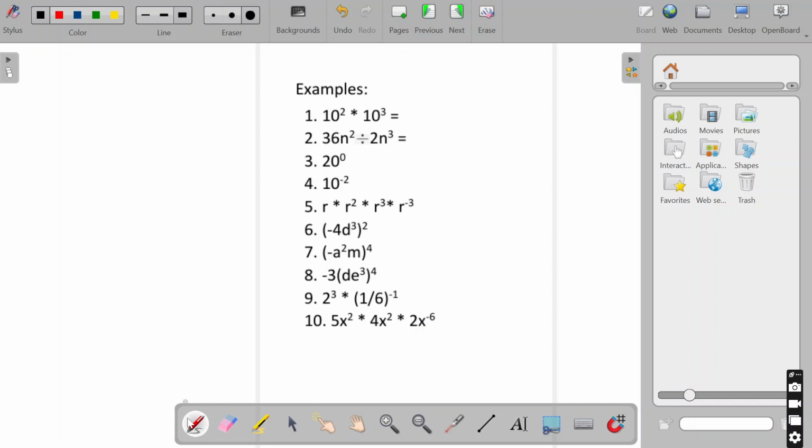Mathematics is simple, it's just basic understanding. So let's go to number 6. For number 6, we have minus 4d raised to power 3, all raised to power 2.